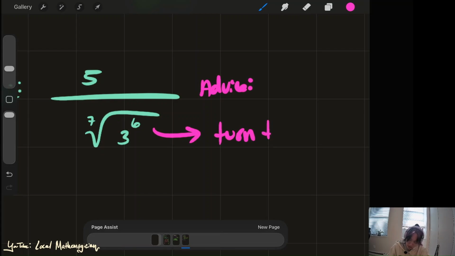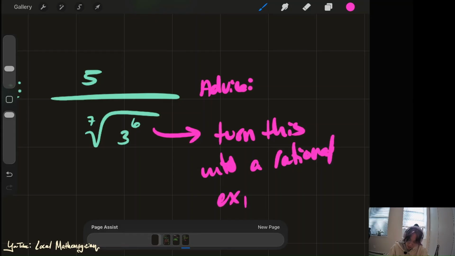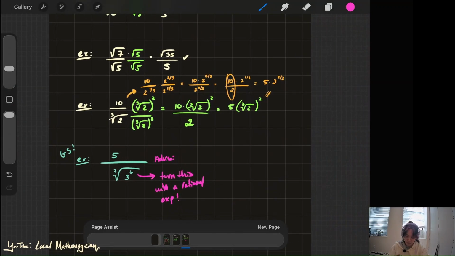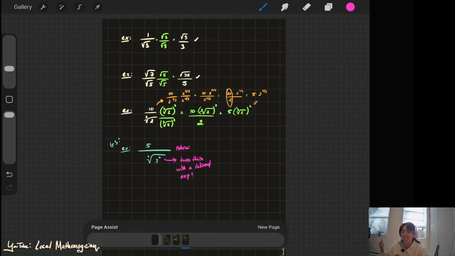Okay? My personal advice, turn this into a rational exponent, and then figure out what you need to multiply by to turn that rational exponent into a 1. Okay? So, that's it. That's how you rationalize the denominator with one term. And of course you can do this with variables and whatever else makes you happy or unhappy.